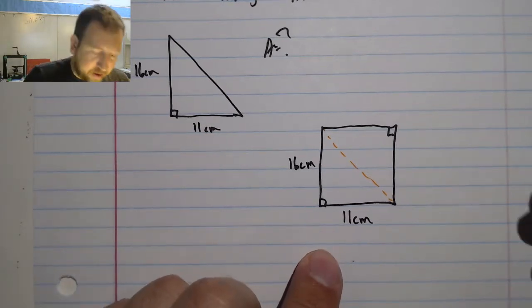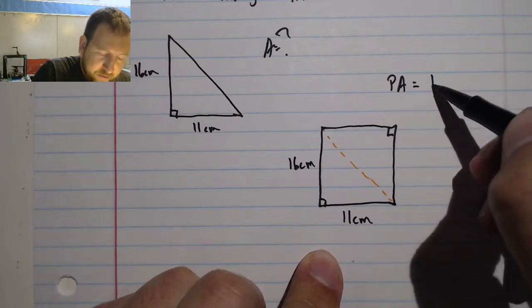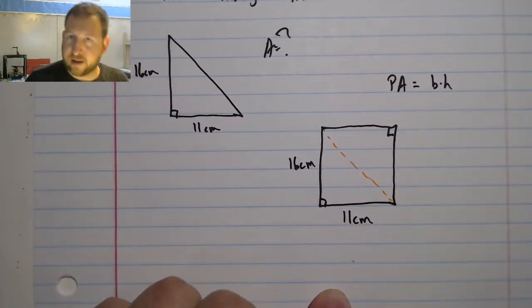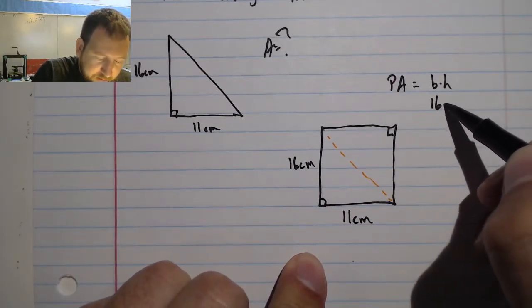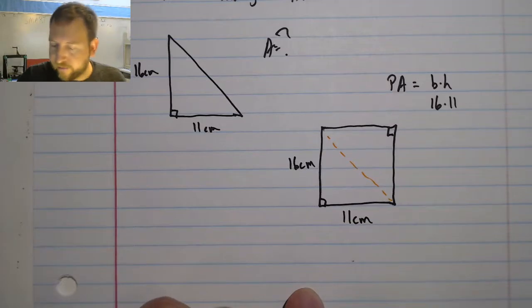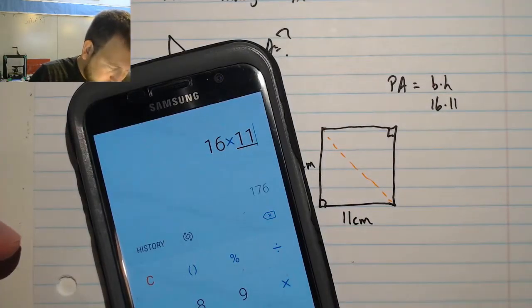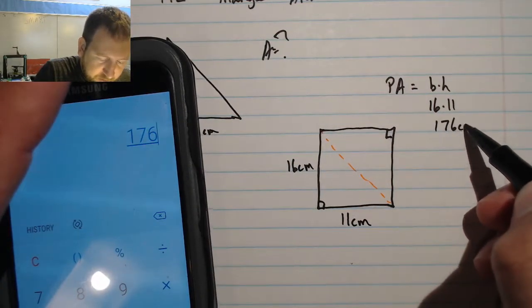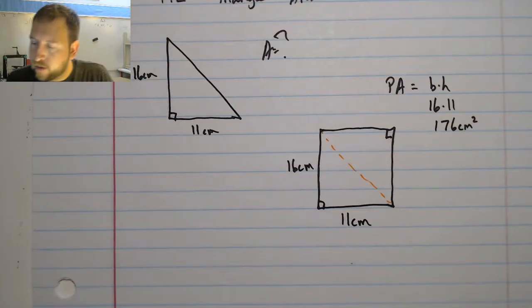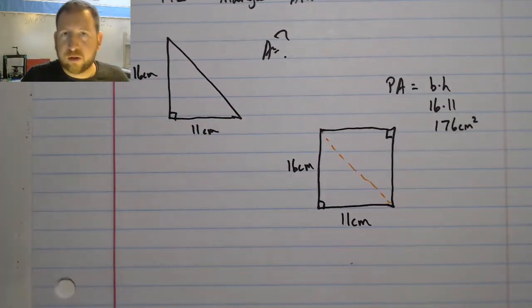And my parallelogram area is equal to base times height. And I have my base times height right here. Even if it's a square like this, it works out just fine. And I can see that this would be 16 times 11, which is going to be 176 centimeters cubed. Now, that doesn't help me super much because that's the whole shape.